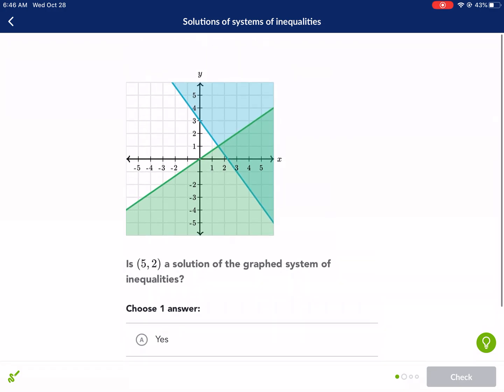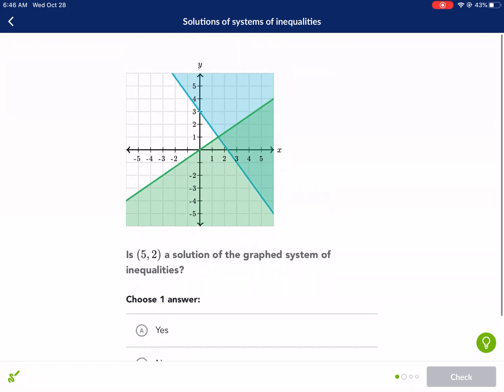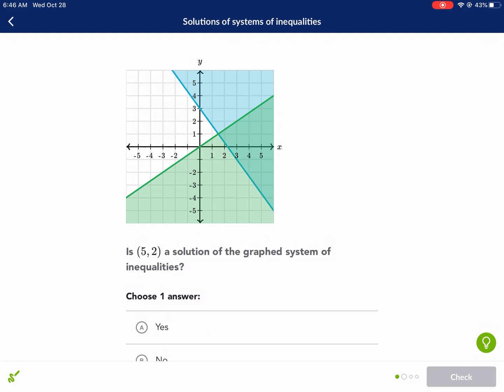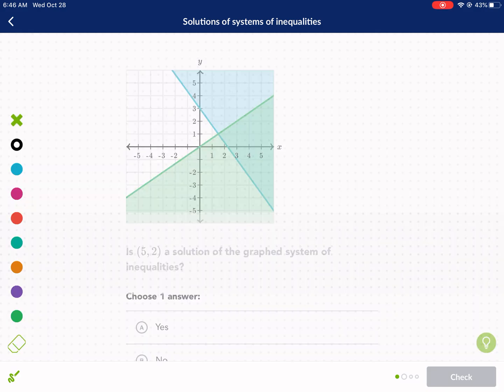So we got several things going on. We have this blue area, we got this light green area, and then we have this combination of blue and green, and we're asked to find if the point given is part of the solution. So we have the point 5, and that's the x value, comma, our y value is 2. And we're asked if that's a solution of the graphed inequalities.